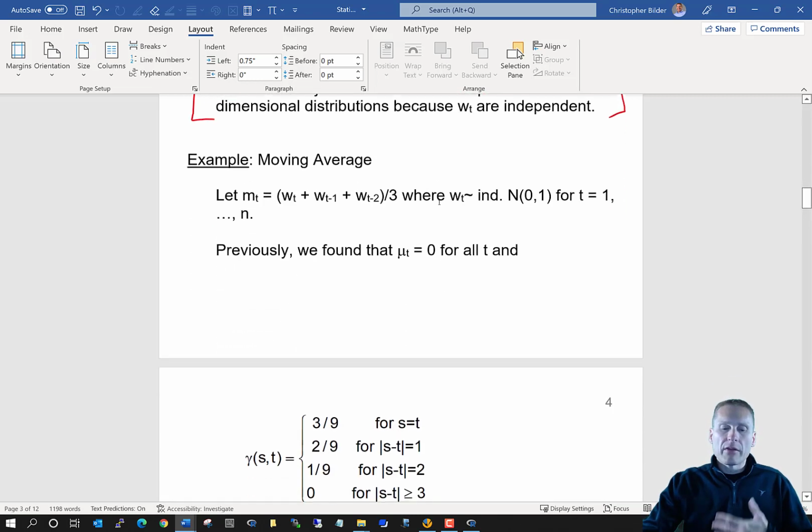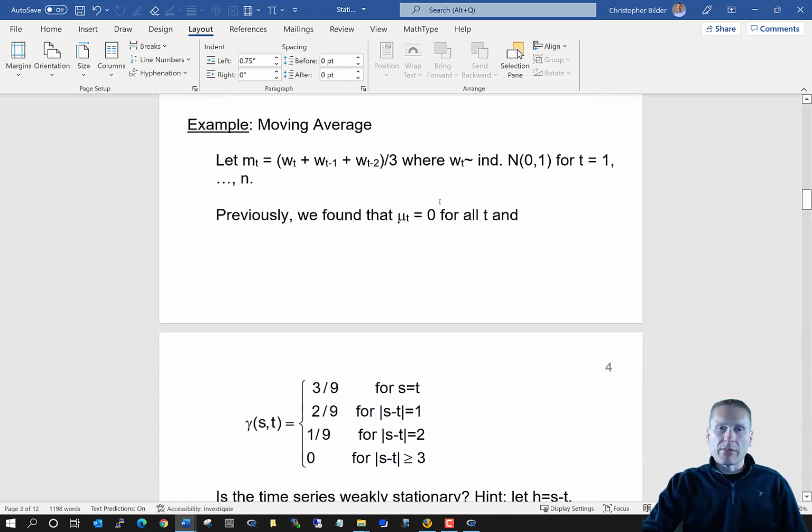Okay, so let's move on to a little bit more complicated example. This deals with the moving average that we've seen previously. We have the average of these Wt values to become m sub t, and we have it over 3 different time points. Now previously, we've actually found that the mean is equal to 0 for all possible t.